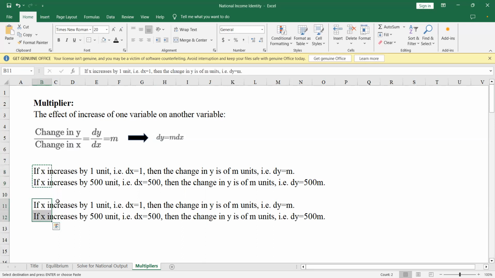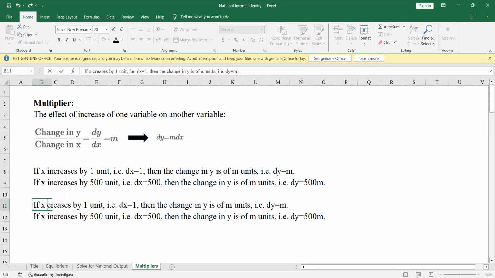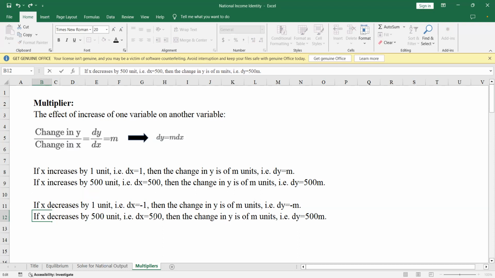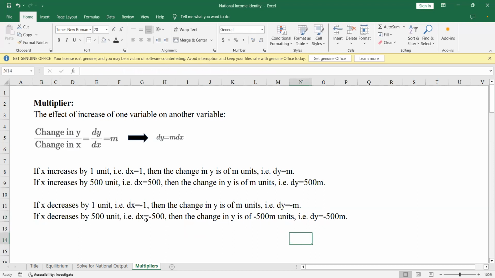Taking the same example, but with a decrease, if x decreased by 1 unit, then the change of m units is actually minus m, because minus 1 times m is minus m. The minus sign indicates that y decreased because of the change in x. So if x decreases by 500 units, which means dx is minus 500, then the change in y is minus 500 m units, which is dx multiplied by m, whatever the value.